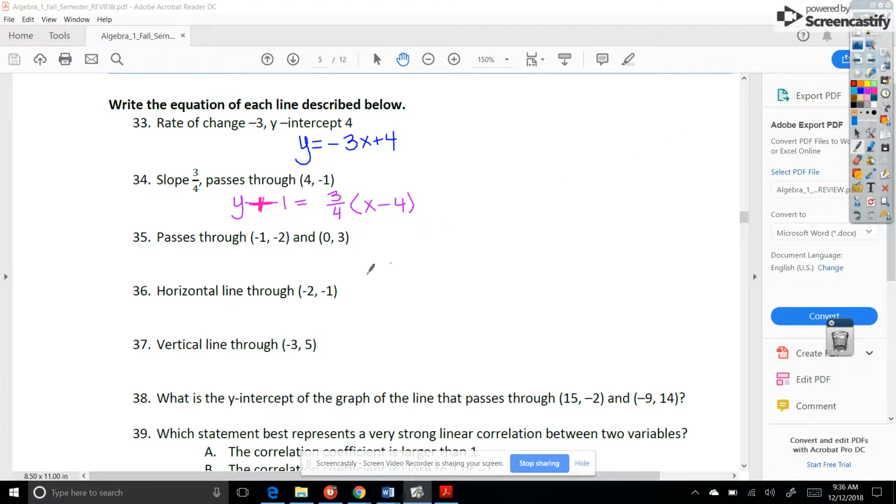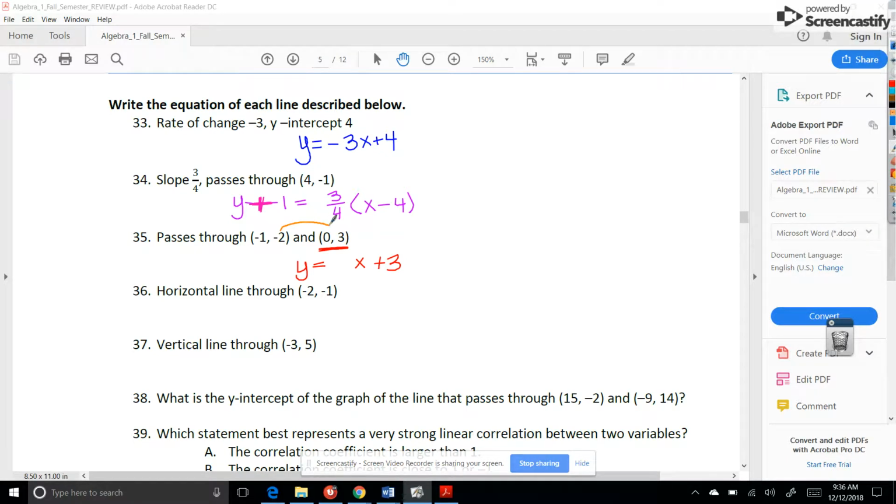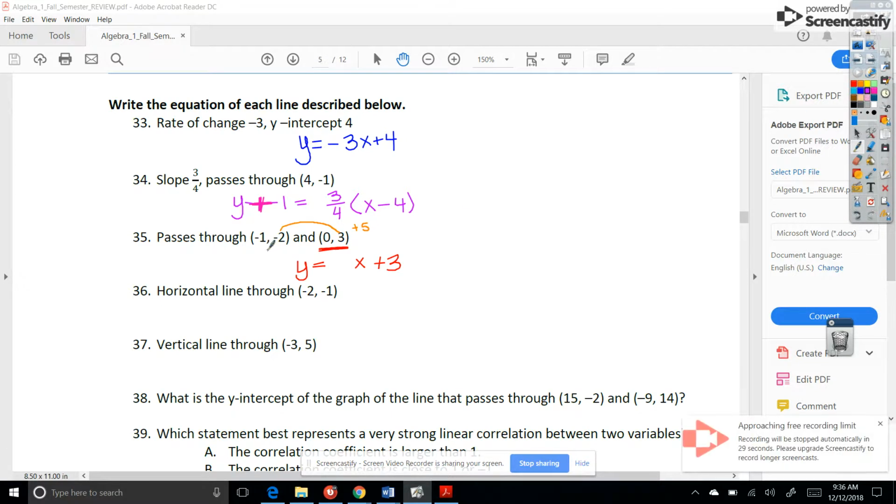I do see that I have a y-intercept right here, so I know I'll have a plus 3 on the end. I just need to figure out my slope. So change in y over change in x. My y's are changing by negative 2 to 3 is adding 5. And my x's are changing. Negative 1 to 0 is adding 1. So change in y over change in x. My slope is 5.